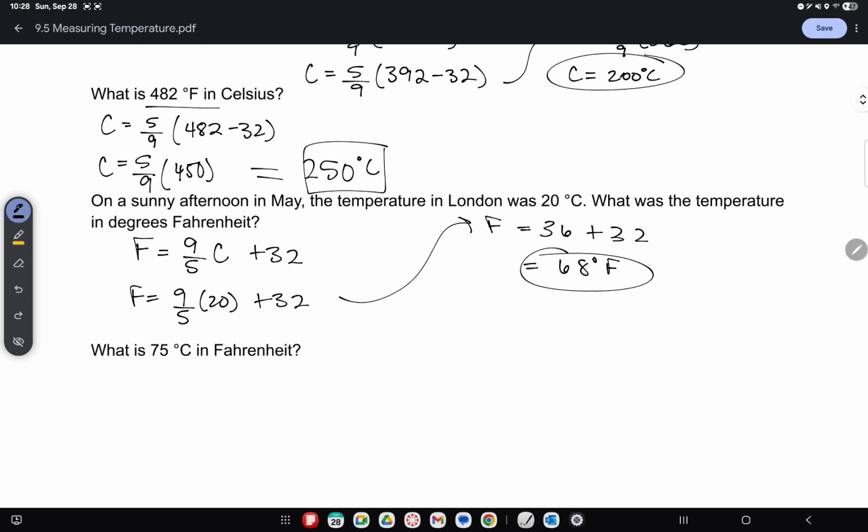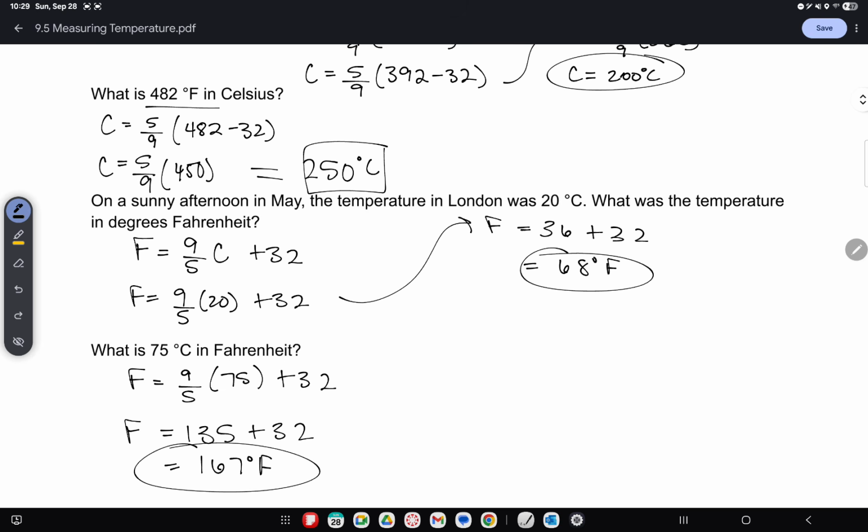What is 75 degrees Celsius in Fahrenheit? Well, Fahrenheit is 9/5 the Celsius plus 32. So 9/5 times 75 plus 32 is 167 degrees Fahrenheit.